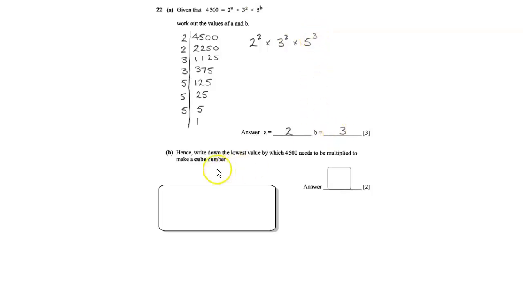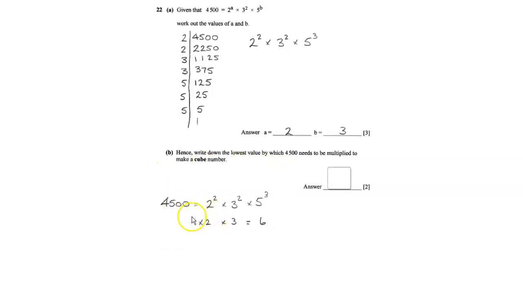For question b, hence write down the lowest value by which 4,500 needs to be multiplied to make a cube number. So what we're really wanting is all of these powers to be cubes. So it should be 2 cubed and 3 cubed. If all of these are 3, then we'll have a cube number here.